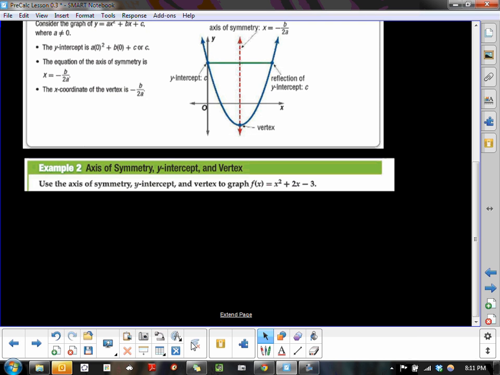So we're going to run through that process with this second example here. First thing it says, use the axis of symmetry. In order to find the axis of symmetry, it's negative b over 2a.